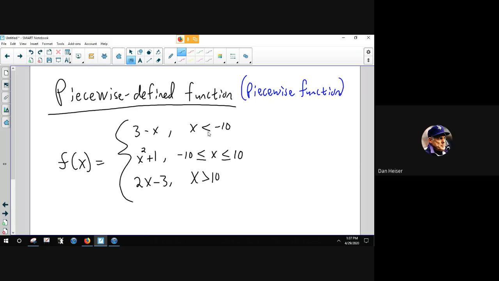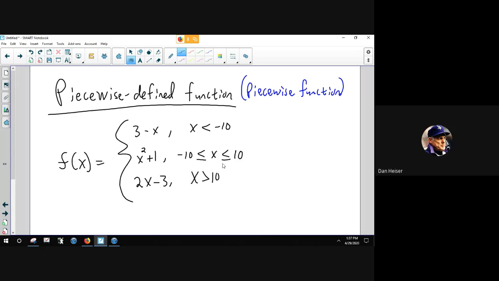If both of these are less than or equal to, then I have a problem. Then I've failed the vertical line test. Same thing here. Because I put the equal to bar there, I have to leave it off here. And I could switch those. I could make this equal to and take this one away. It's the same thing. It's just a matter of which value do I want 10 to count with.